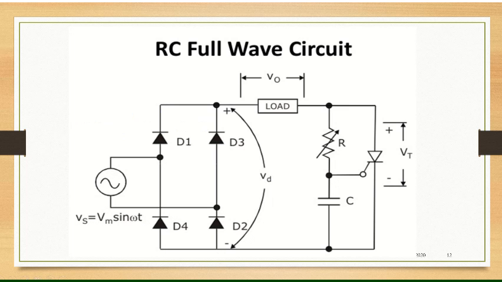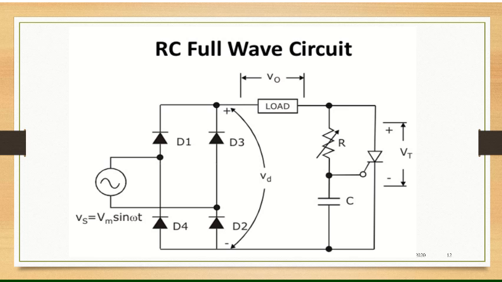So moving on, we'll move on to the full wave circuit. In the RC full wave circuit, as you can see, you have the full wave rectifier circuit, the bridge network. Using this bridge network, you will be eliminating the negative half cycle, so all negative half cycles will be rectified to positive. So there will be a positive response during every half cycle.